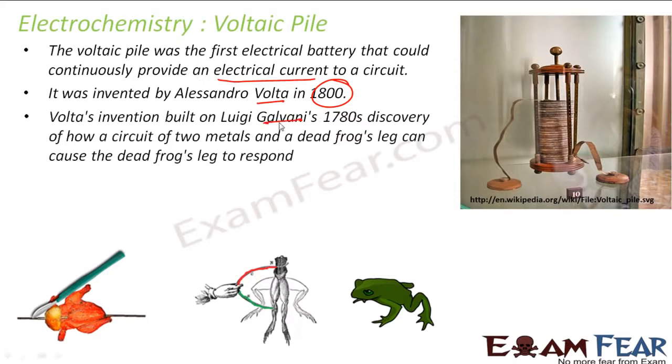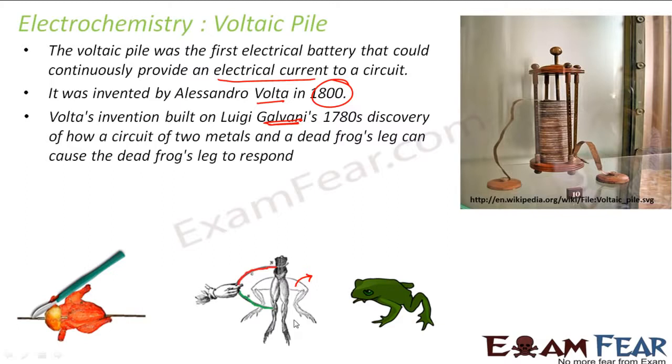this Dr. Galvani discovered that while eating frog, he saw that the legs twist, and then experimentally he proved that with the dead frog, if you use two different metals, the leg twists. So he was excited with this experiment, but he confronted Dr.